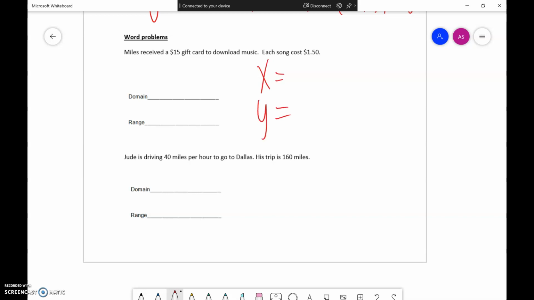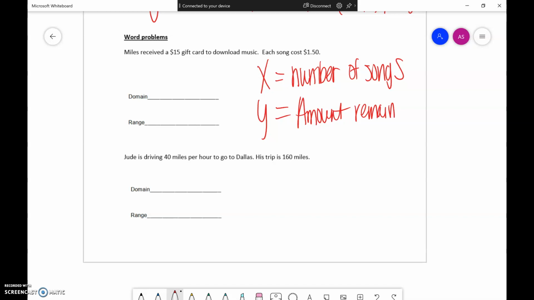So this is a word problem. So we want to think about what's our independent variable. What's the one that we can choose? Can he choose the number of songs he wants to buy, or can he choose how much he wants to pay? So he can choose the number of songs. So that's going to be our X. Okay. Then depending on the songs he buys, that will determine the amount left on the gift card. So I'll just put amount remaining.